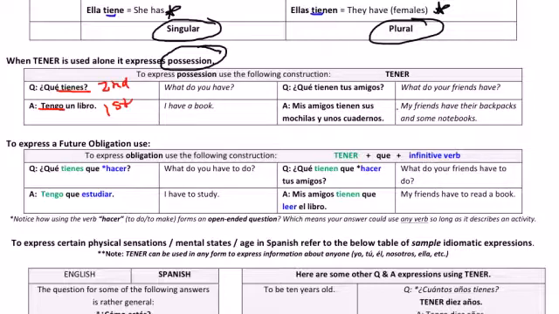Okay. Another example is going to be one right here. ¿Qué tienen tus amigos? Again, tienen tus amigos, that's going to be third person. Mis amigos tienen sus mochilas y unos cuadernos. Again, we're answering in the third person.